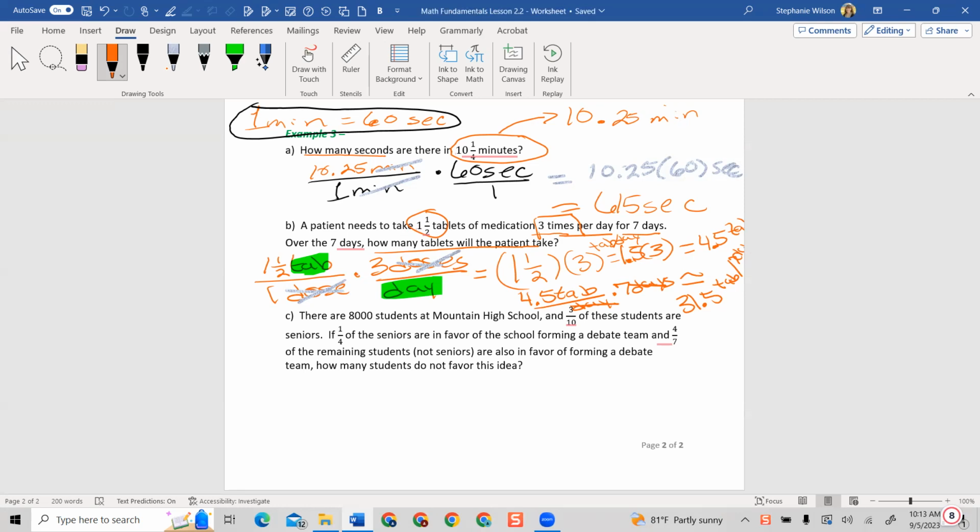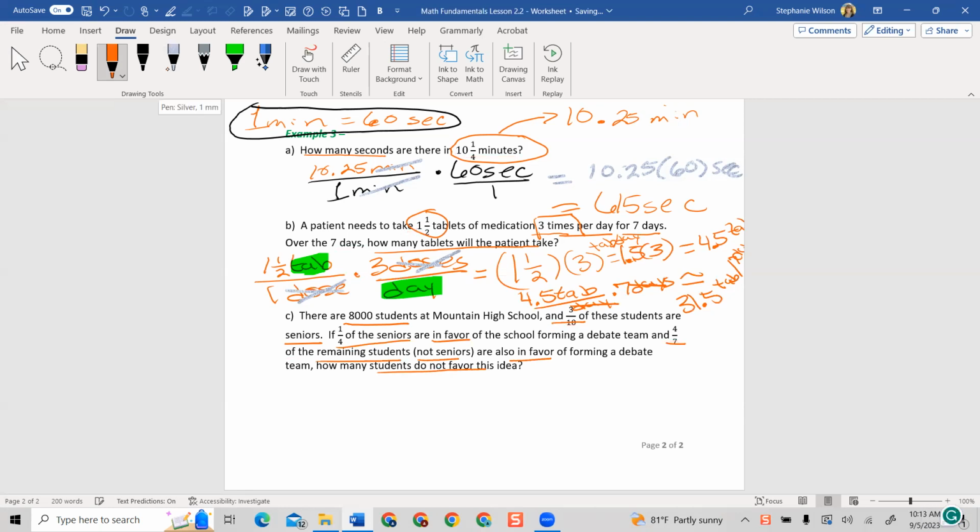Our final question here says that we have 8,000 students that attend this school. And it says 3/10 of the students are seniors. 1/4 of the seniors are in favor. And then it says 4/7 of the remaining students, meaning not seniors, are also in favor. It wants to know how many students do not favor.